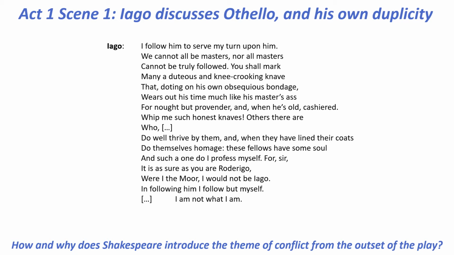Okay, so this first section here could have been quite controversial at the time. Shakespeare could have been interpreted as satirising, as mocking, as talking about the political court of King James. And he says, we cannot all be masters, nor all masters cannot be truly followed. So Iago here is questioning the whole social system. How are you going to decide whether you should follow your master or not? What are the criteria that you should use to decide whether you should be loyal to your master or whether you should betray him?